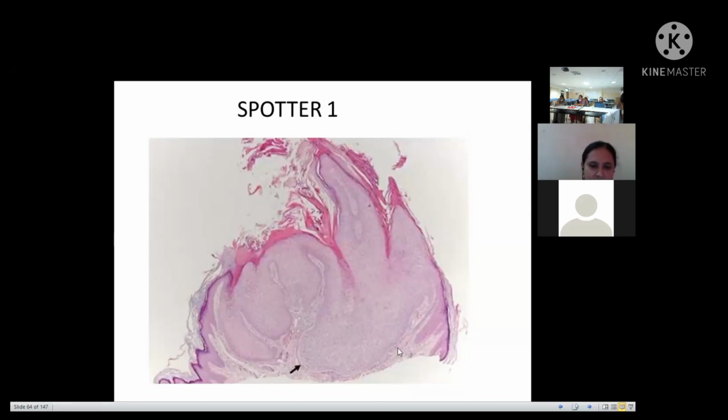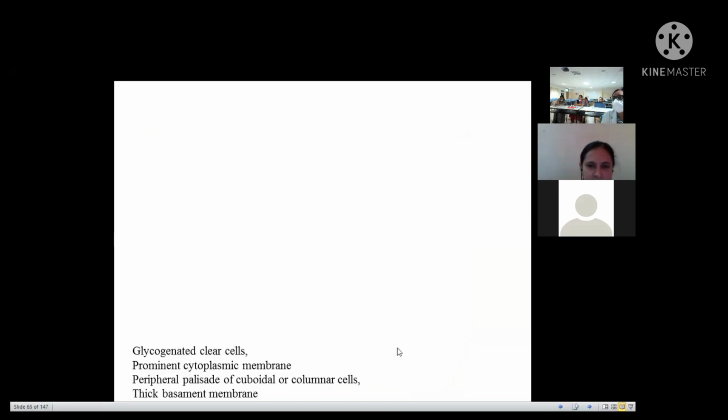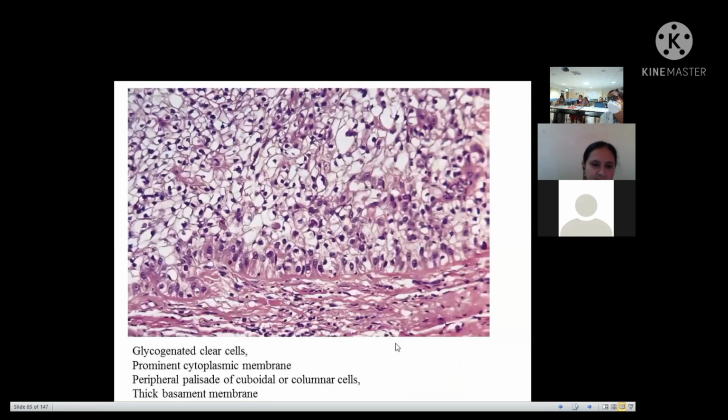But here in the high power, we see there is an intact basement membrane, and there is a thickening of the basement membrane, and there is columnar cell palisading seen with a clear cytoplasm. Because of this, the features are suggestive of tricholemmoma. Very good.